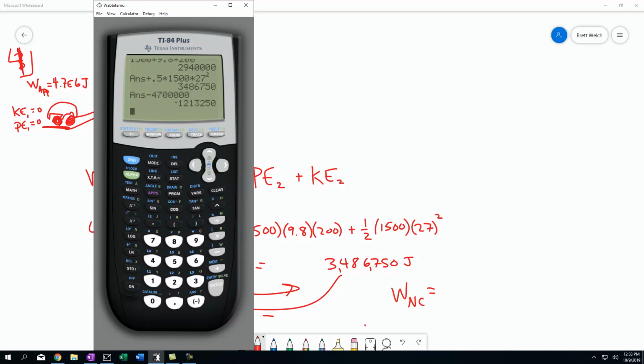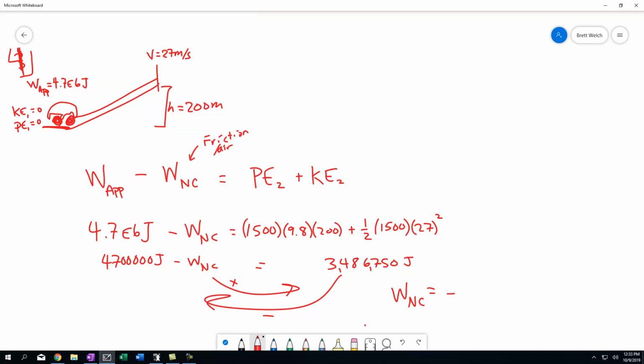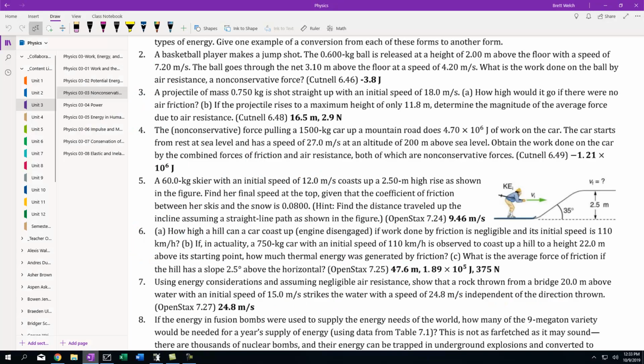And I get negative 1,213,250 joules. So we see that we're coming out with a loss, okay, of 1,210,000 joules. And I think that should come out right. Negative 1.21 times 10 to the 6th.